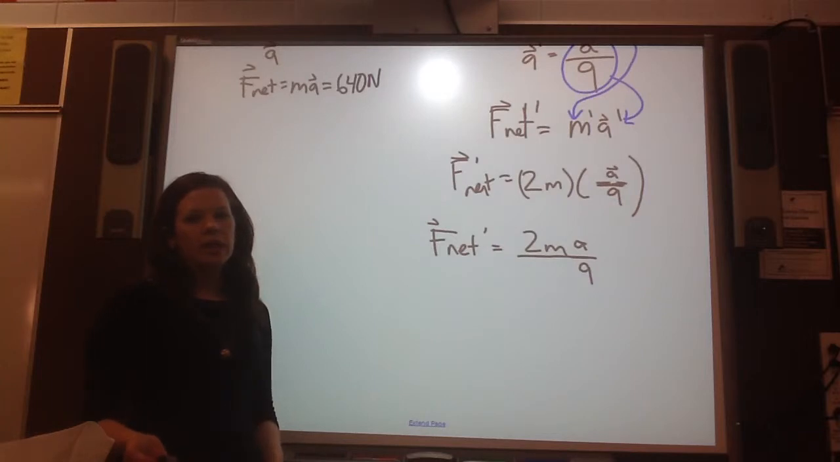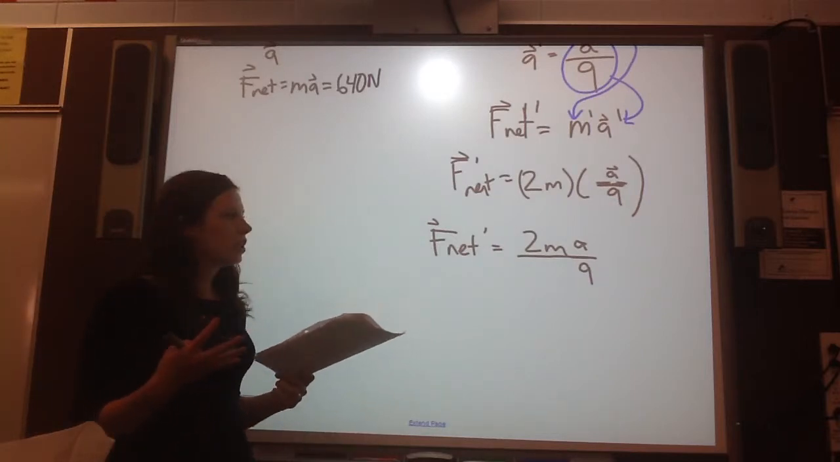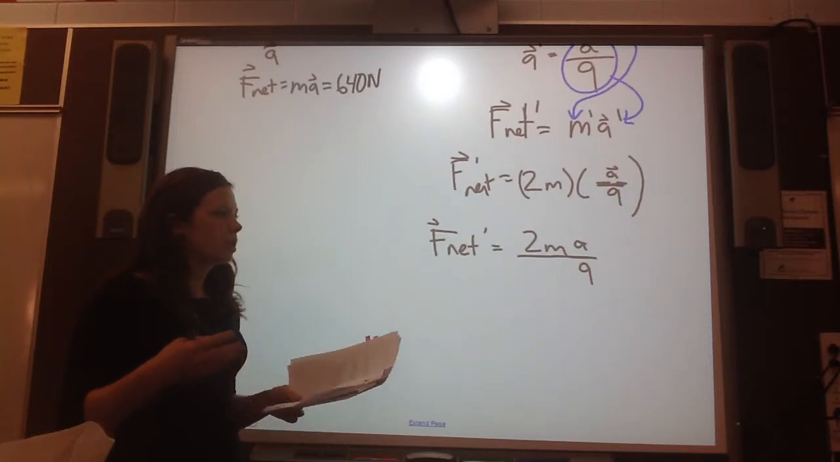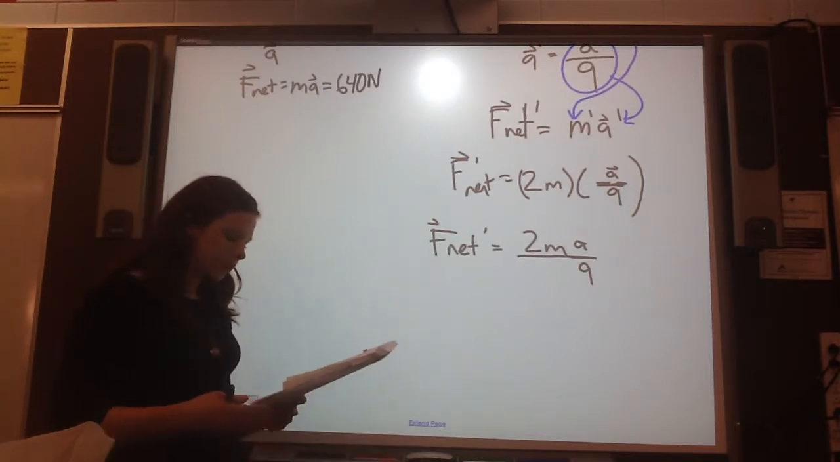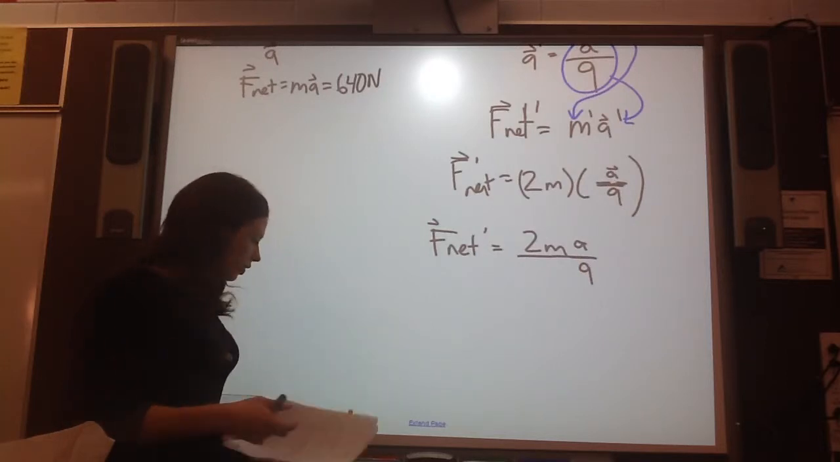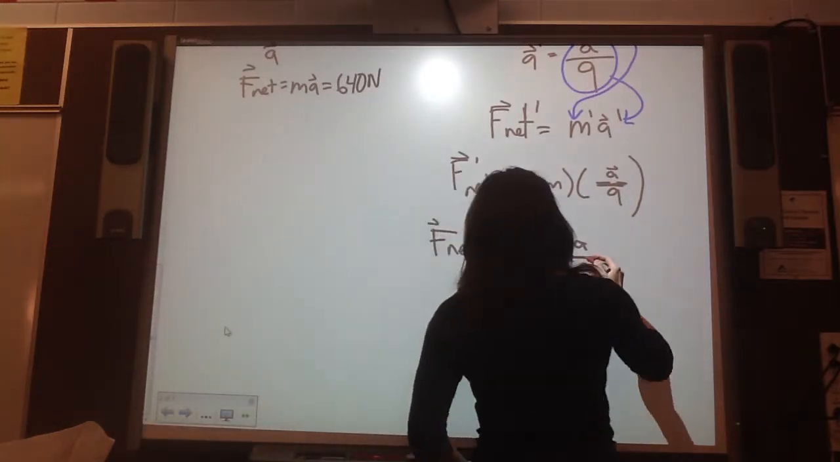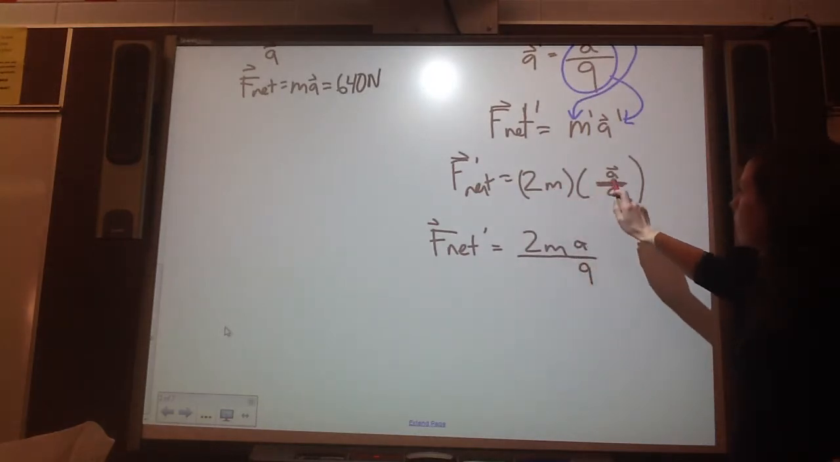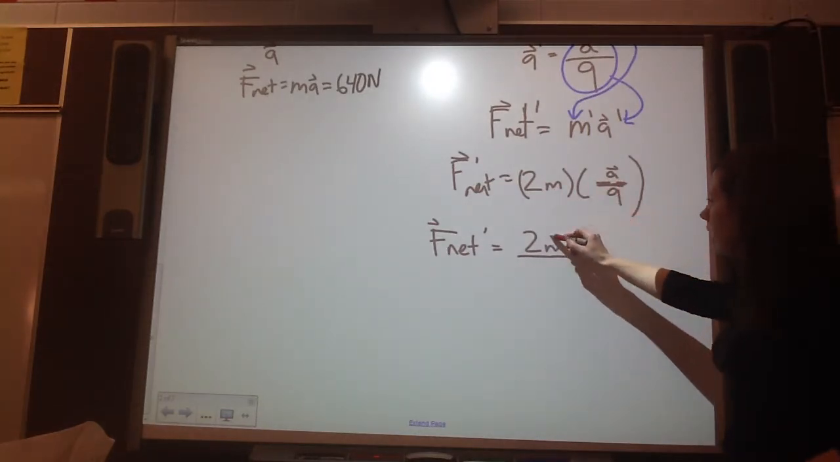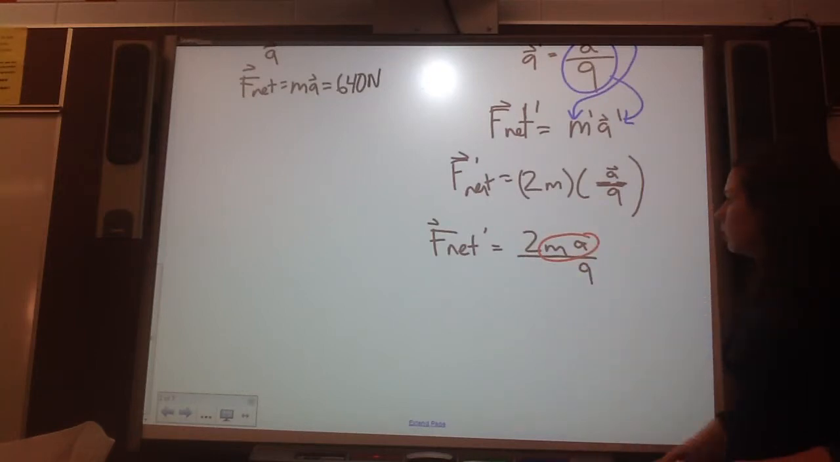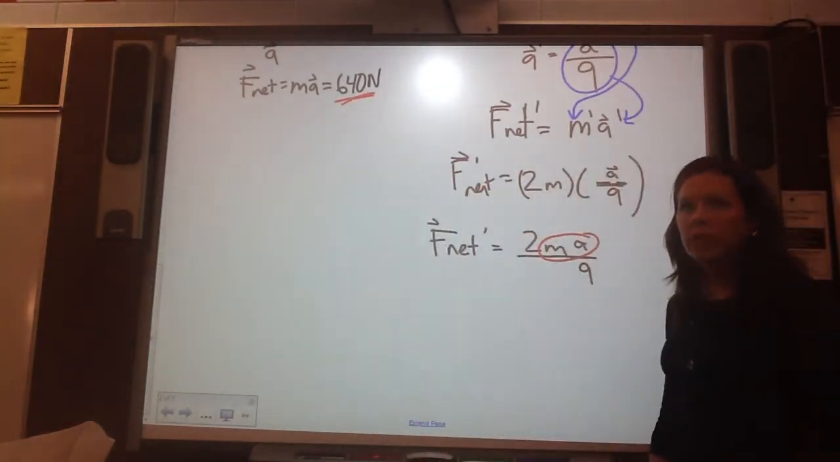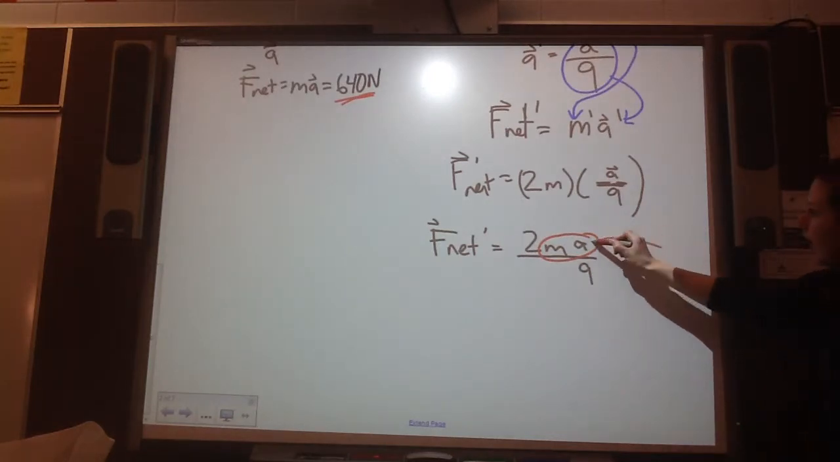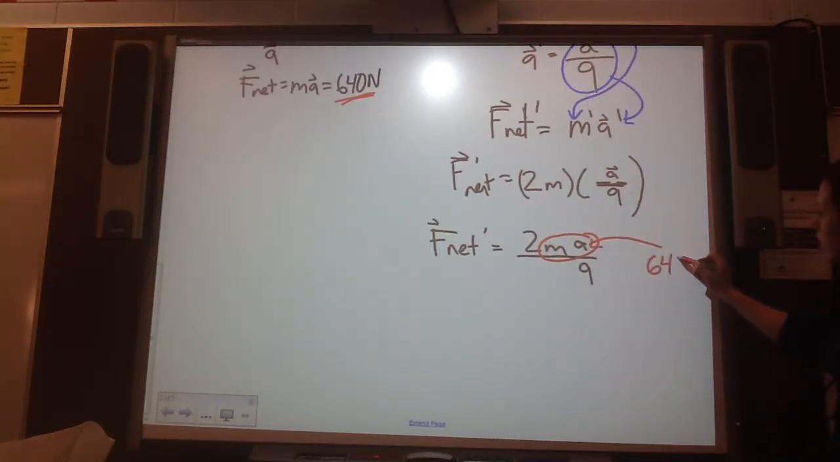I'm not doing anything to the actual equation, I'm just rearranging it to look a little differently. Or I don't have to. I can just do it simply, maybe. Maybe you guys would like it like this better. So if I multiply these two things together, I have 2ma over 9. This ma I said was 640, so I'm going to put that in there. So now you have 640 over 9. Yes.